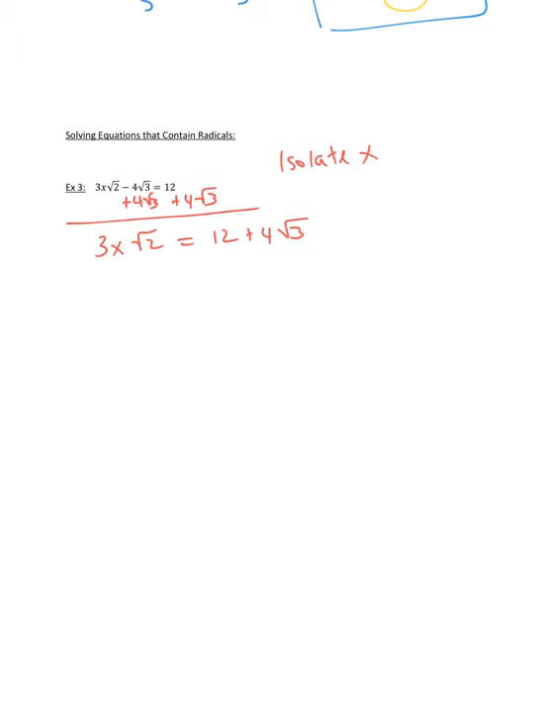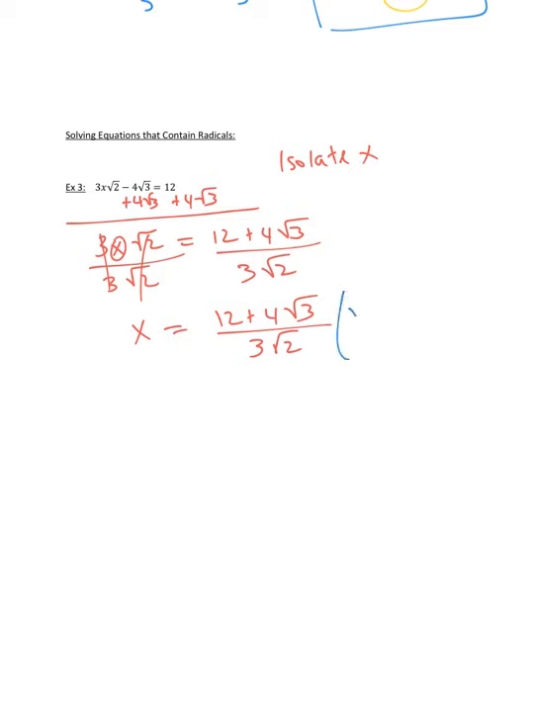And I want to isolate the x, so I can divide by 3 radical 2. It's just like if it was like a times x times b, I could divide by a times b. And divide by 3 radical 2 because they're all multiplying together. So divide by 3 radical 2. And you end up with x equals 12 plus 4 radical 3 over 3 radical 2. However, you have to remember, I can't leave an irrational number in the denominator. I have to rationalize this. So I'm going to multiply by radical 2 over radical 2.